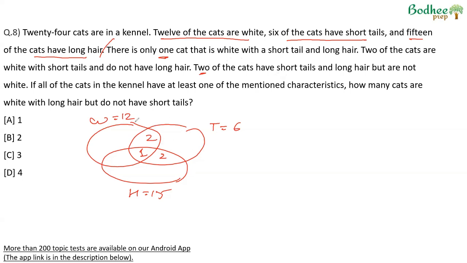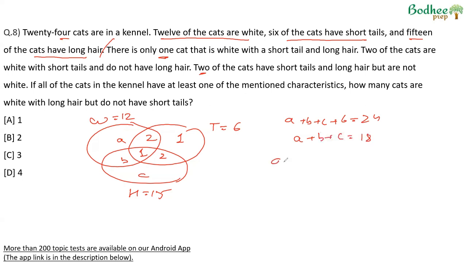If all the cats in the kennel have at least one of the mentioned features, this entire thing has to add up to a total of 24. Now, since this is 6, 2 plus 2, 4 plus 1, 5, so this will be 1. Suppose this is A, this is B, this is C. How many cats are white with long hair? So we have to find the value of B. We can say that A plus B plus C plus 6 is 24. A plus B plus C plus this entire circle should be the total number of cats, which is 24. A plus B plus C is therefore 18.